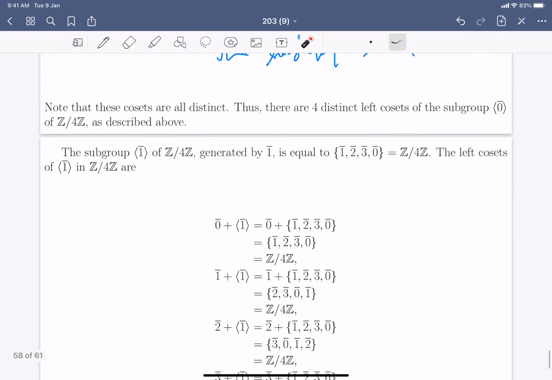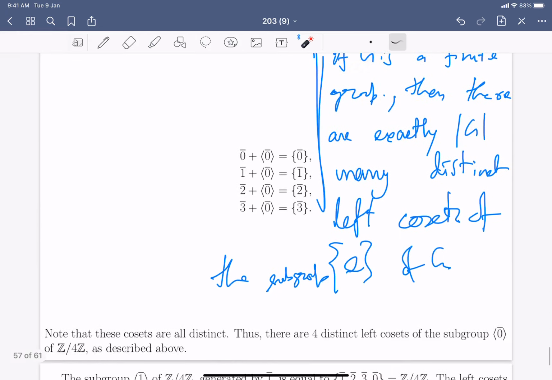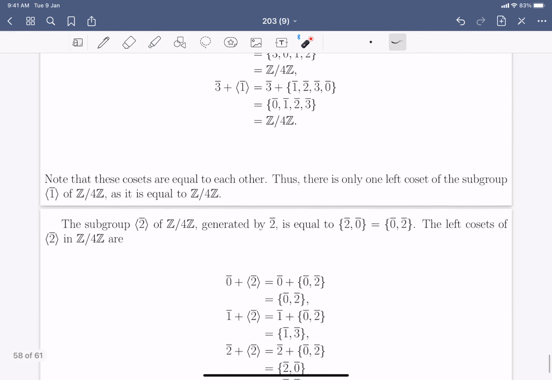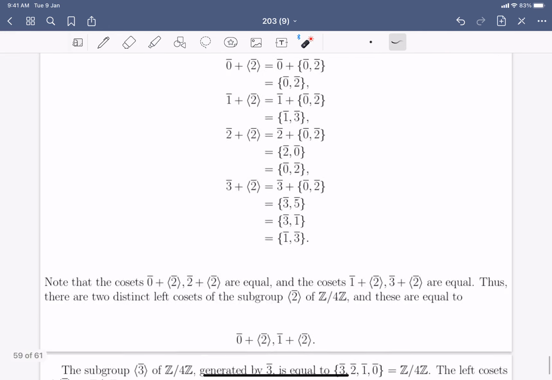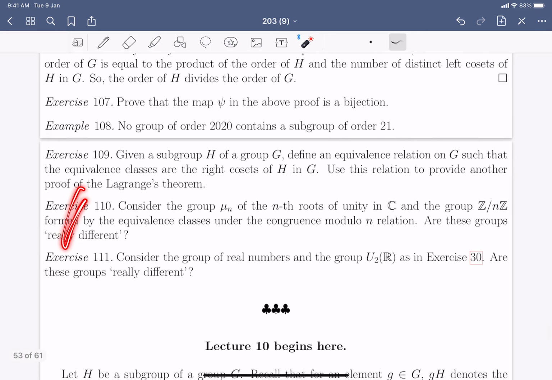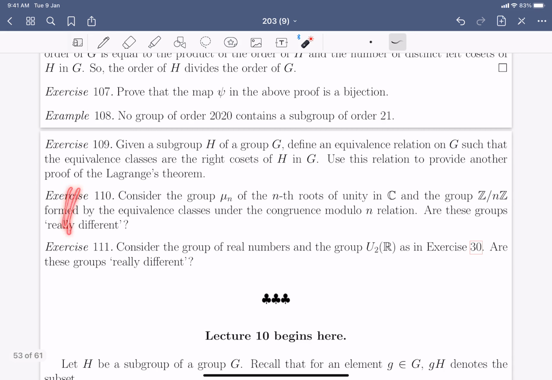Great. As we were saying, we are trying to understand the notion of left cosets and subgroups for some of our favorite groups, and Z mod nZ is certainly one of our most favorite groups. In the previous lecture also, we have seen this group at least once, for instance in this exercise. I hope you have thought about it. This exercise asks what happens if you consider the groups mu n and Z mod nZ together, and whether these groups are really different.